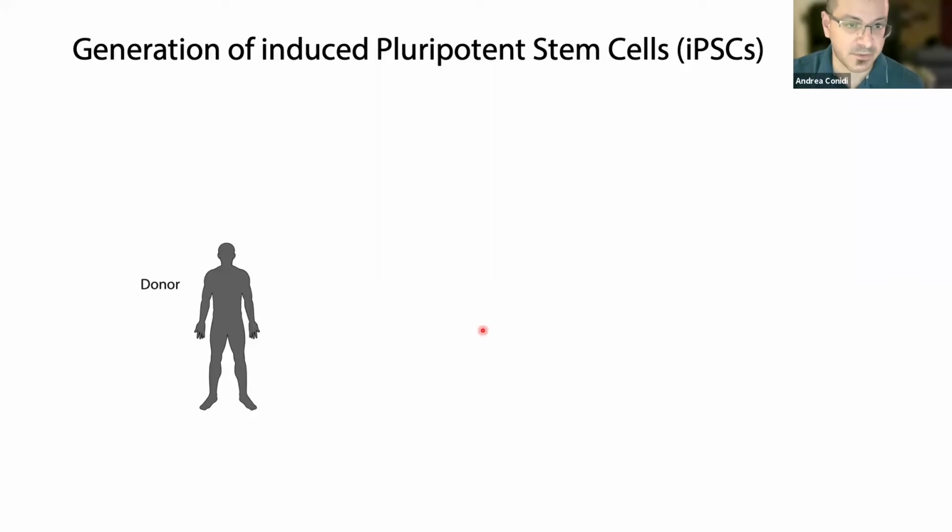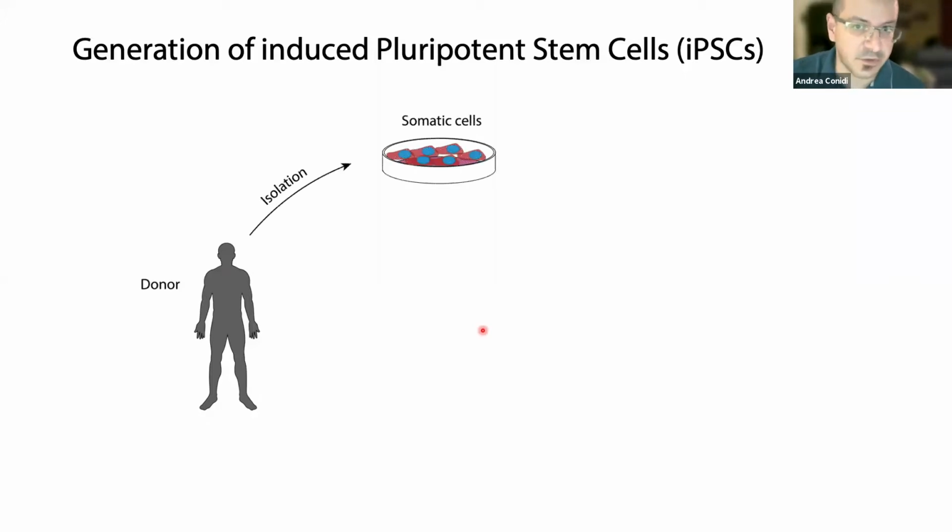We can collect the cells from this donor. They can be blood, but they can also be skin cells or cells obtained during a surgery, for example, from the bone marrow. We can isolate the cells. They are called somatic cells. We can expand them in vitro.